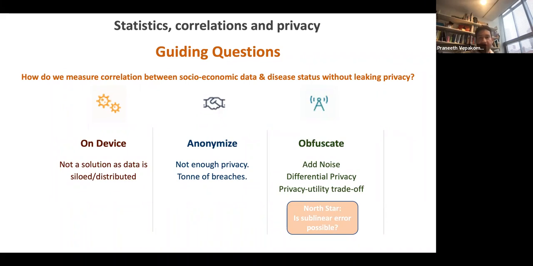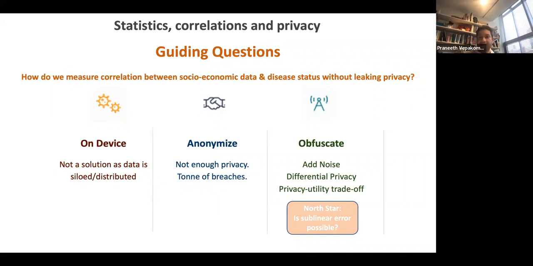So some starter solutions, for example, from left to right, you could do something on device. But then that is not a solution because the data is distributed. You have a bunch of variables with one client and the other variable is with another client. So we're not talking of a situation where all the data set is with one client and you want to measure the correlations for some exploratory data analysis. We're looking at two different clients where the data literally is distributed across both clients. So client one has socioeconomic data, client two has disease status.